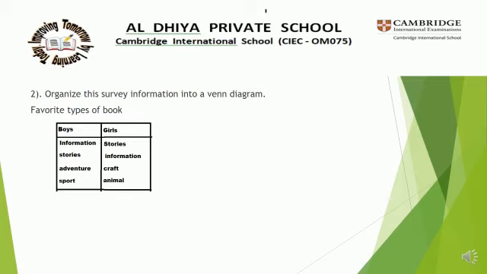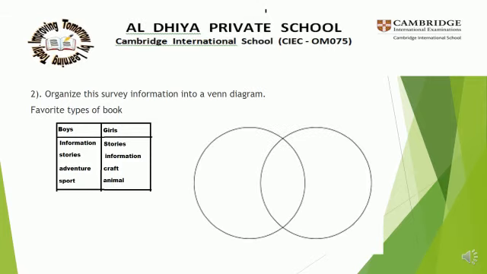Okay students? Okay, what is Venn diagram? Venn diagram is the overlapping circles. See here, this is the Venn diagram template. Whenever they are asking us to draw the Venn diagram, we have to draw the overlapping circles. Now I have drawn the overlapping circles. The first circle, what we have to write? Title of the table. Here, what is the title? Boys. So, I write first circle as boys. And the next circle is girls.